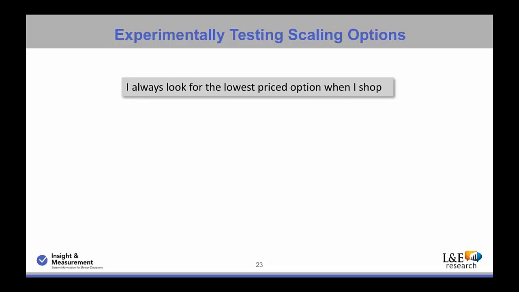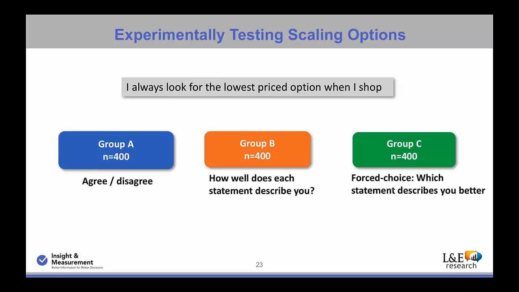So here's the first experiment I'm going to show you. You might see this in a segmentation study or something. The question is, I always look for the lowest priced option when I shop. Here, we randomly assigned 1,200 people. 400 people saw this item in an agree-disagree scale. 400 saw it in a how well does each statement describe you scale. And another 400 saw it in a forced choice exercise. So let's look at the results and see what we found.